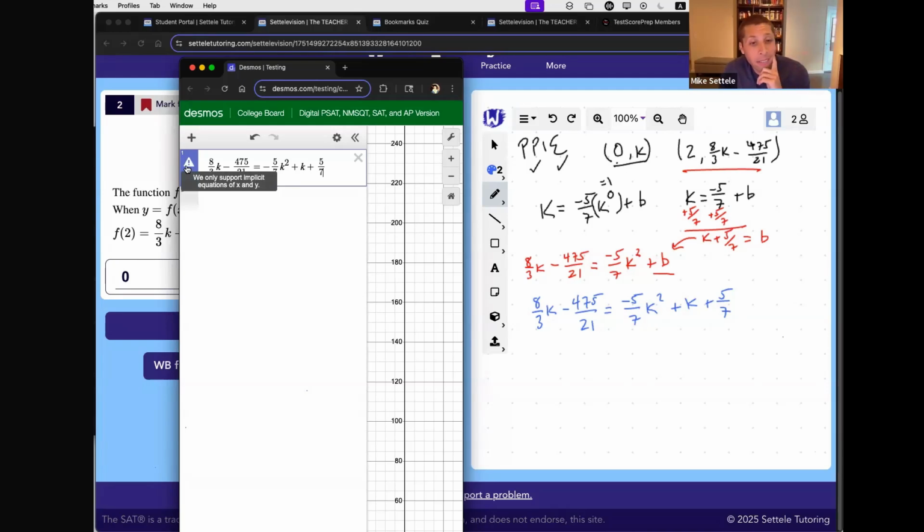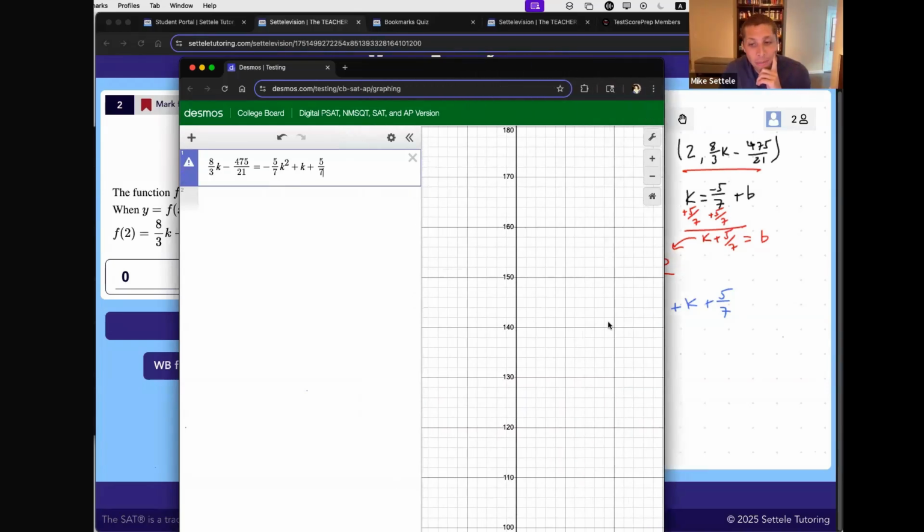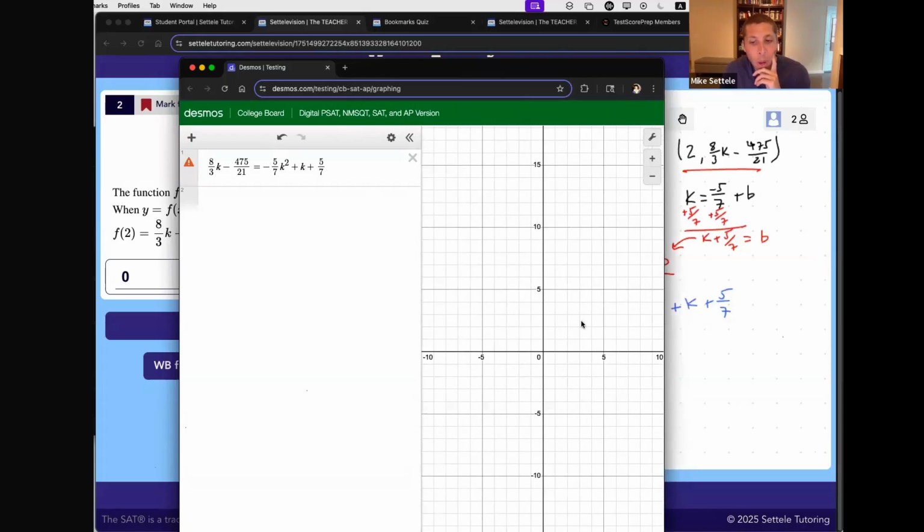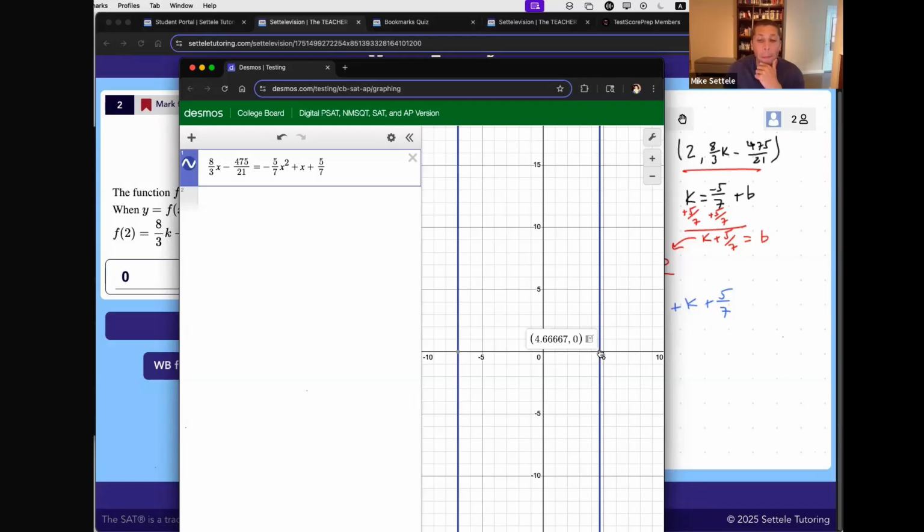Well, it doesn't like k because we're trying to graph something, right? It's Desmos. It's an XY plane. It doesn't know what to do with k, but it does know what to do with x's and y's. So all you've got to do is swap all these k's for x's, and boom. What do we get?